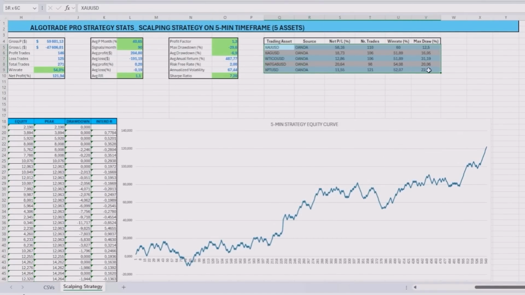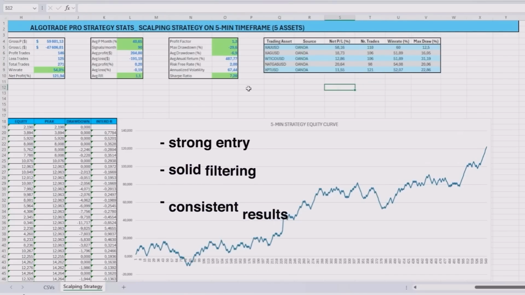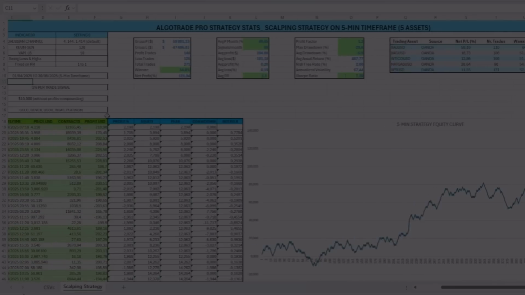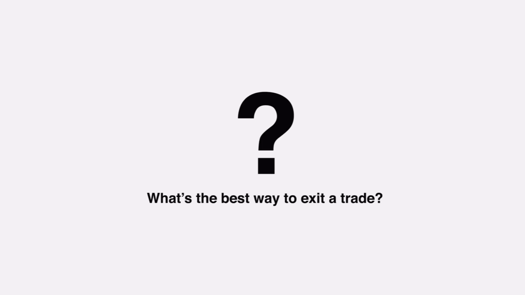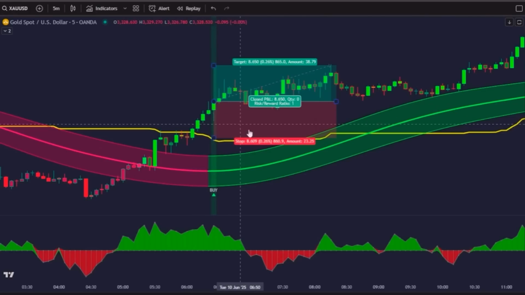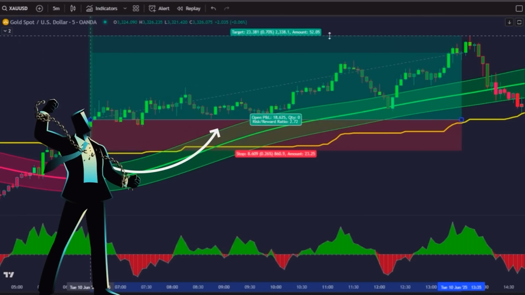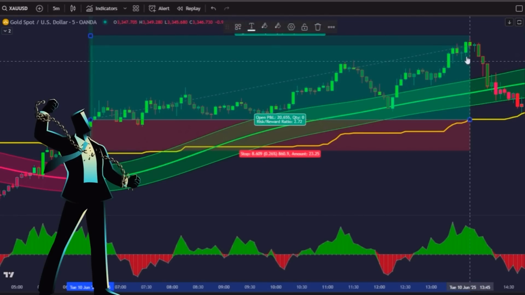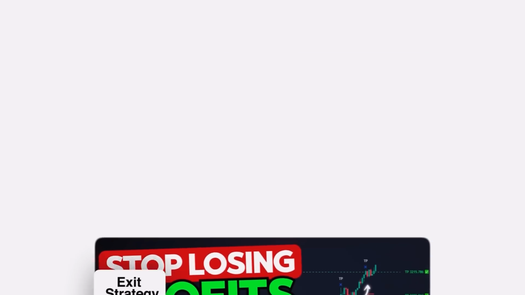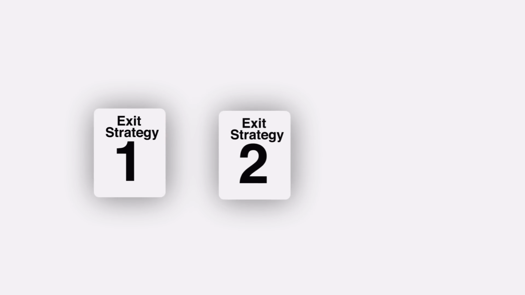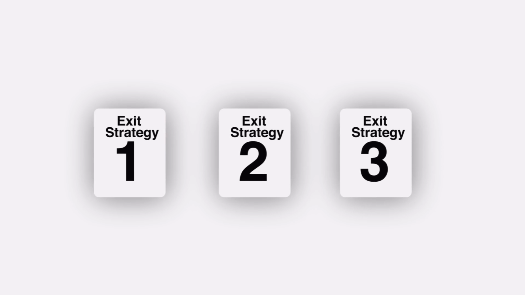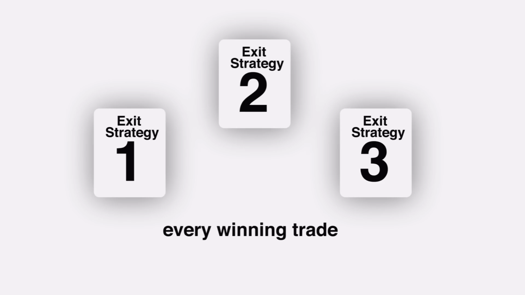Therefore, at this point, we have built a strategy with a strong entry, solid filtering and consistent results. But we are not done, because there is still one big question left. What's the best way to exit a trade? You see, even with the best entries, most traders leave money on the table because of poor exit planning. So, in episode 3, we are going to test multiple exit strategies and find the one that gets the most out of every winning trade.